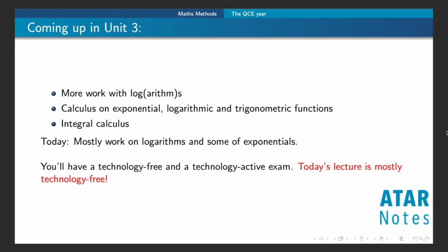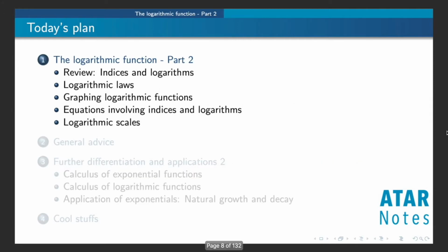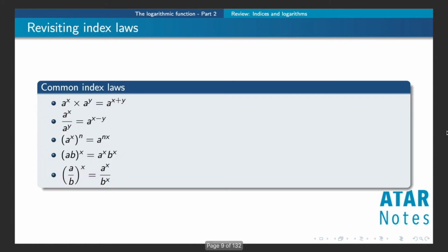And for the most part, I designed my lecture because hopefully you guys all know by now that you'll be sitting 2 papers: a technology-free exam where you have no calculators, and a technology-active exam where you do have a calculator. Most of the stuff in here assumes that you don't have a calculator available. Anyway, so not going to spend too much time on this.